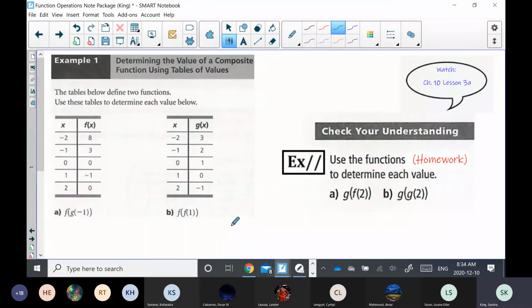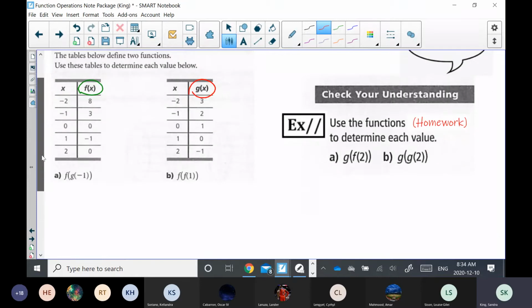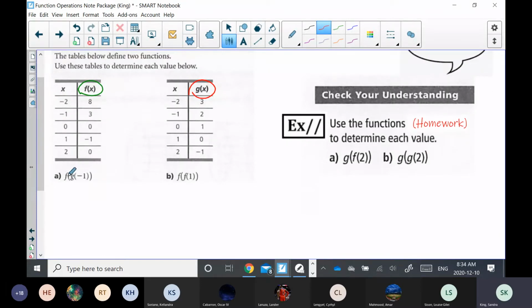Okay, so let's start with an application of composite functions. We're going to be evaluating a composition of functions using a table of values. They give us two functions. One of our functions is going to be f of x, and one is going to be g of x. What they tell me is they want me to evaluate f of g of -1.